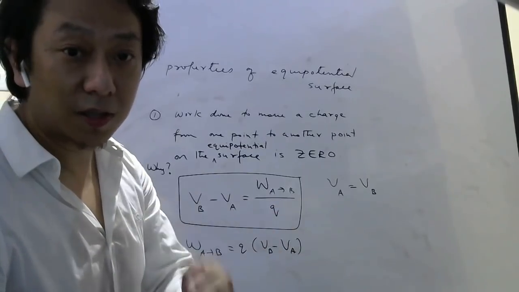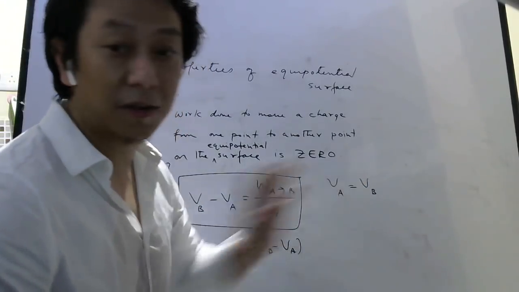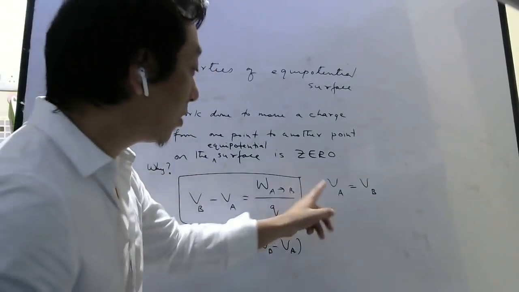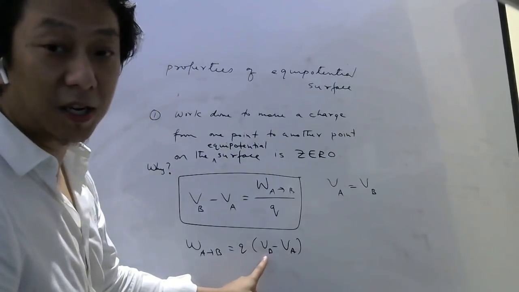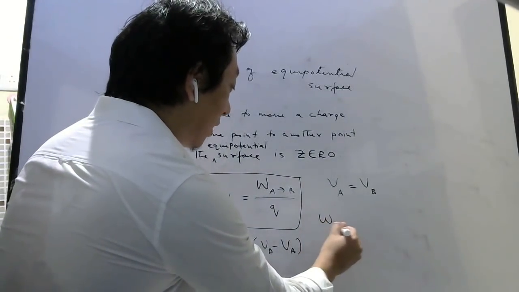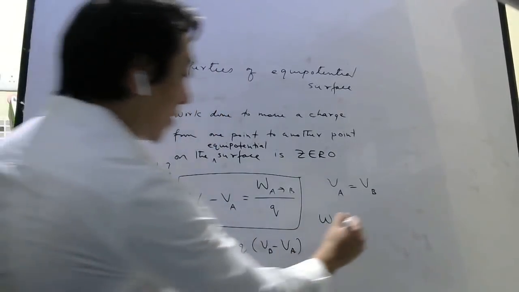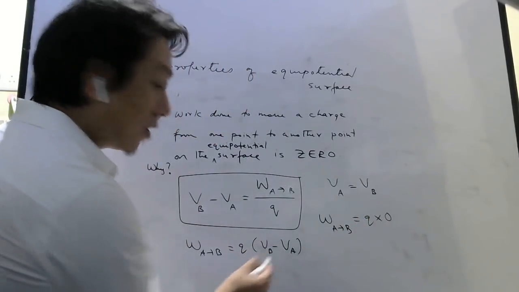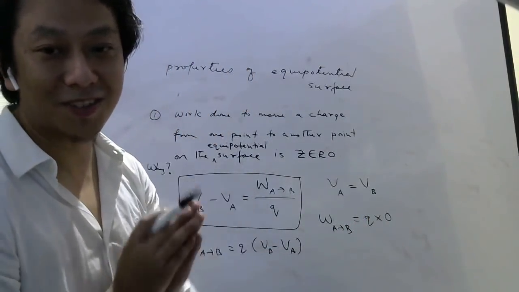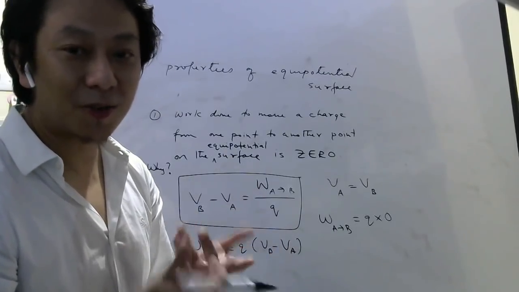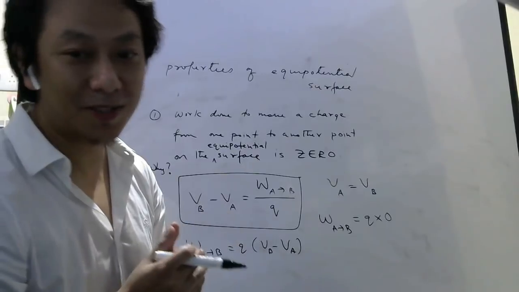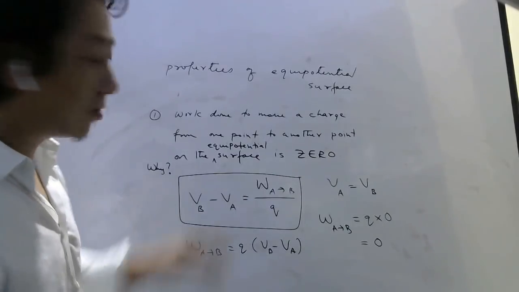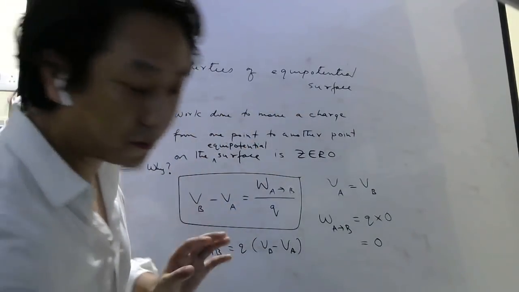All the points on the surface should be at same potential. So if A and B are on an equipotential surface, then potential at A will be equal to potential at B. Therefore, work done to move any charge will be Q into potential difference, which is zero, because those points are on the same equipotential surface. If potential is constant, potential difference will be zero. So if potential difference is zero, work done will be zero. Okay, so this is the reason for writing this property.